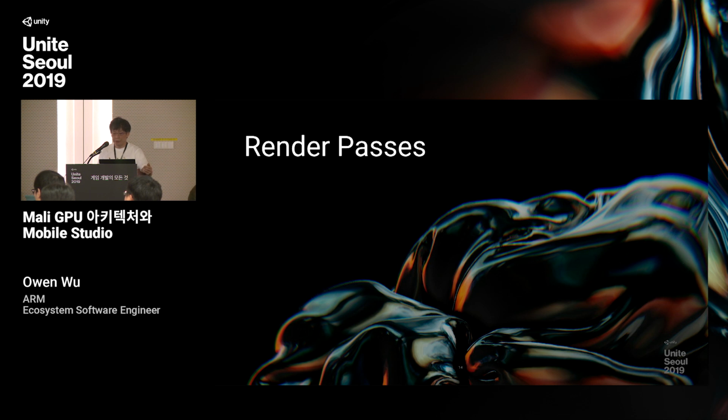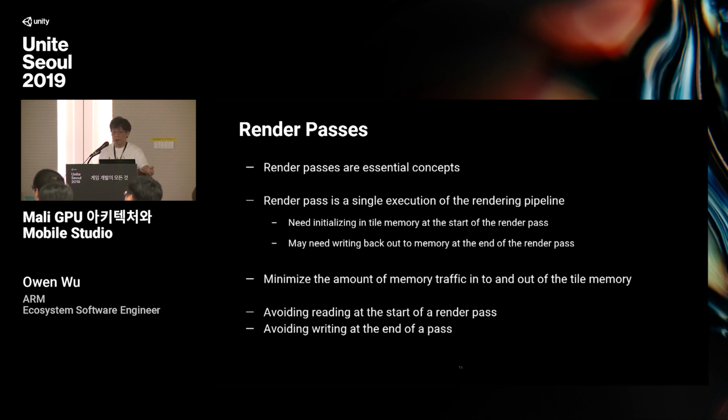And then I am going to talk about the render pass. It's an essential concept for tile-based GPUs, and there is no such thing on desktop GPUs. A render pass is a single execution of the rendering pipeline, rendering a single output image into a set of frame buffers. So each render pass needs initialization in tile memory at the start of the render pass, and writing back to external memory at the end of the render pass.